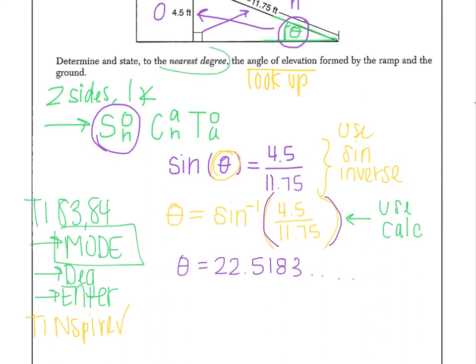But I'm asked to round to the nearest degree. So that means theta equals, now nearest degree means a whole number, so I can't have any decimals, not 22.5, not 22.52, not 22.518, I have to have a whole number. So this 22.5 should get rounded up to 23 degrees. So that angle of elevation is 23 degrees.